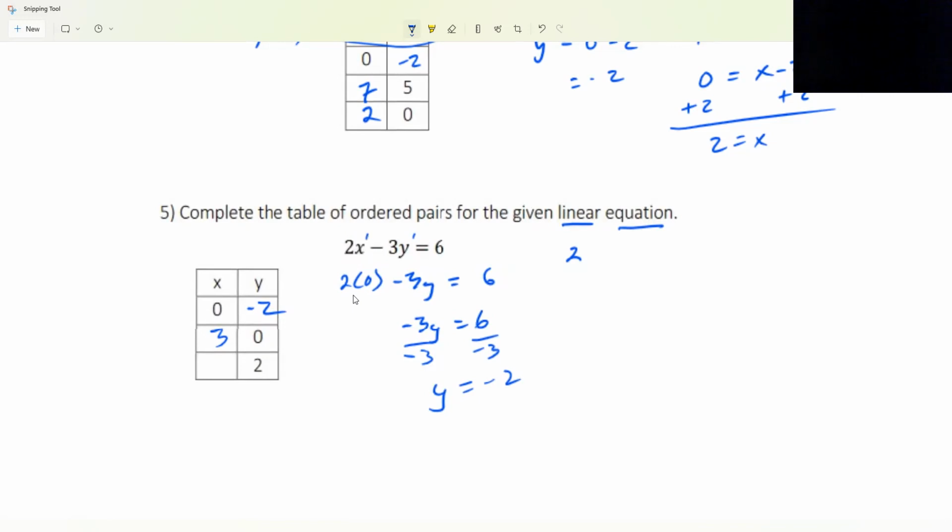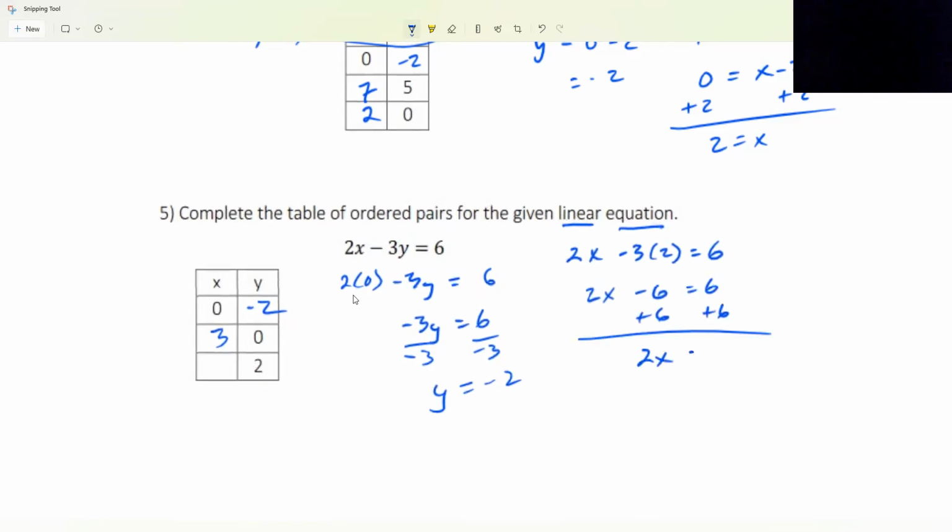Okay, and then you turn around and do the same thing. You put 0 in for y, so -3 times 0 is 0. So then you divide both sides by 2 and you have what x is. So I'm going to put in 2 for y. So -3 times 2 is equal to 6. So 2x minus 6 is equal to 6. Add 6. 2x is equal to 12. Divide by 2, divide by 2, you get x is equal to 6, and then you're done.